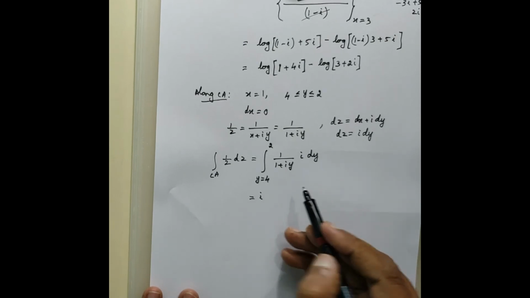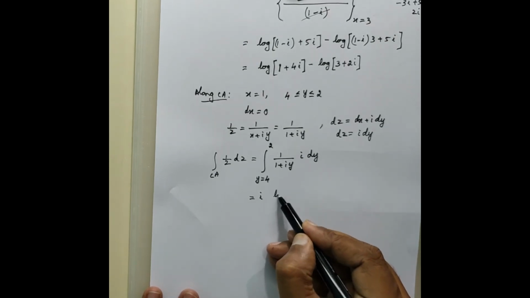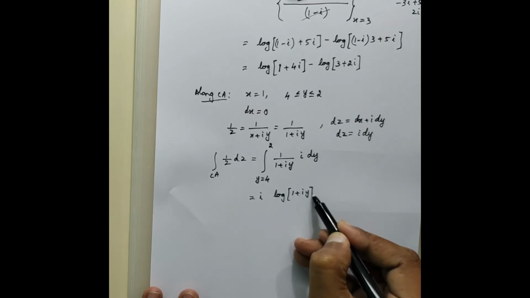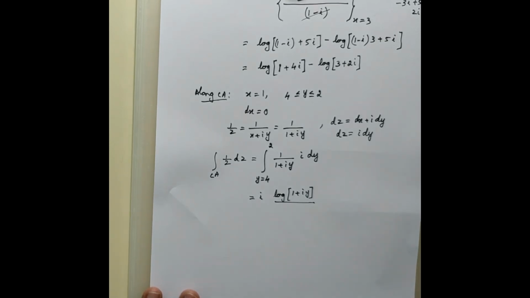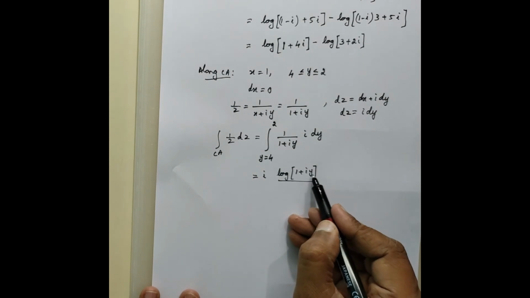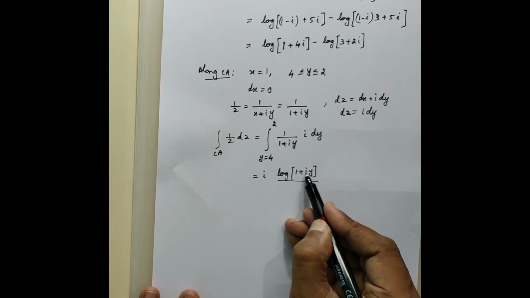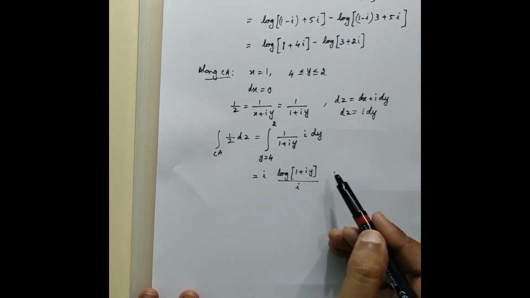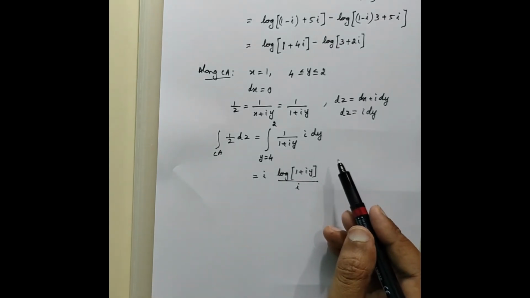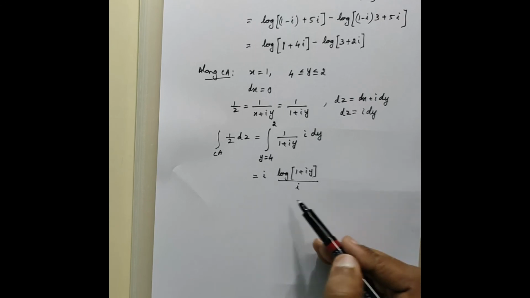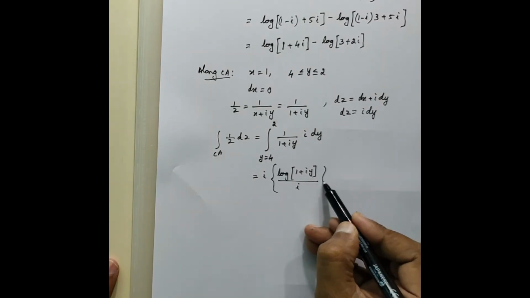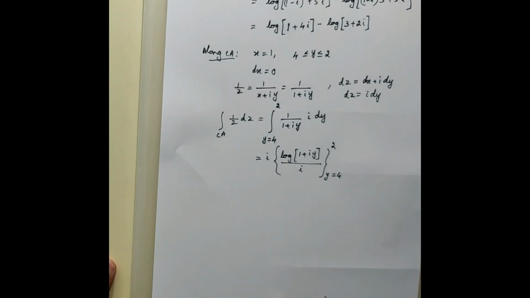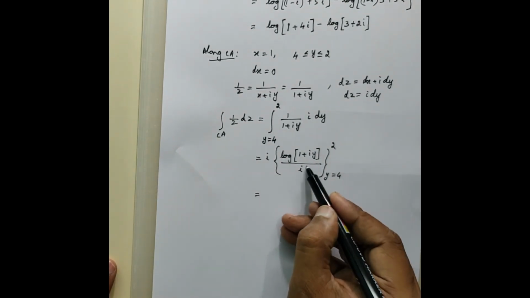So now it is in the form of 1 by x, therefore its integration will be log of 1 plus iy, divided by the coefficient of y. The coefficient of y is i, so it will be divided by i. This formula is similar to the formula that I have done along BC. So the limit values will be from 4 to 2. So i and i will cancel out.